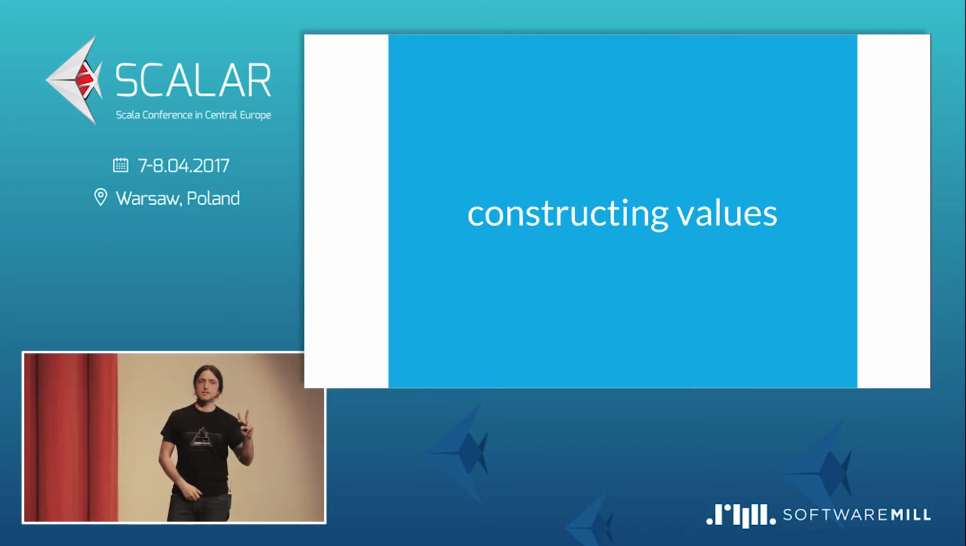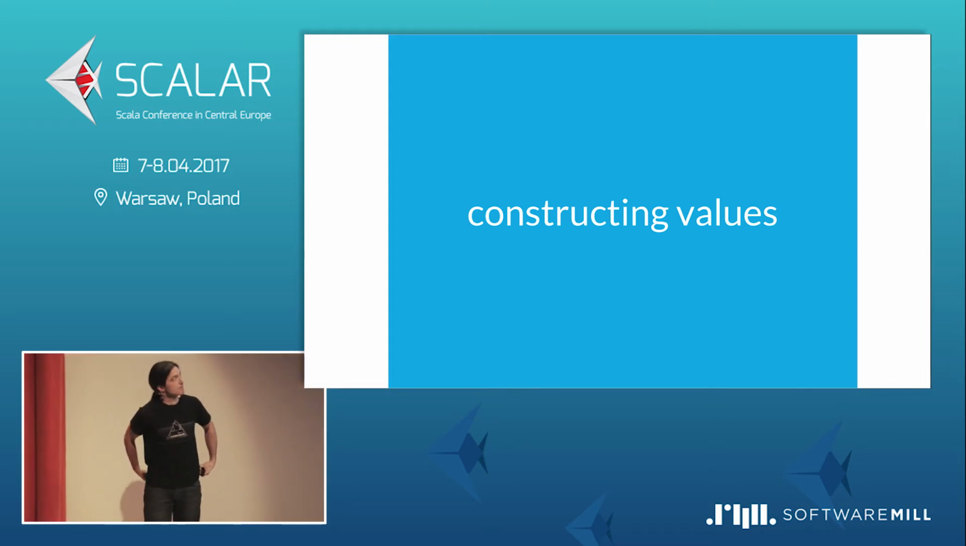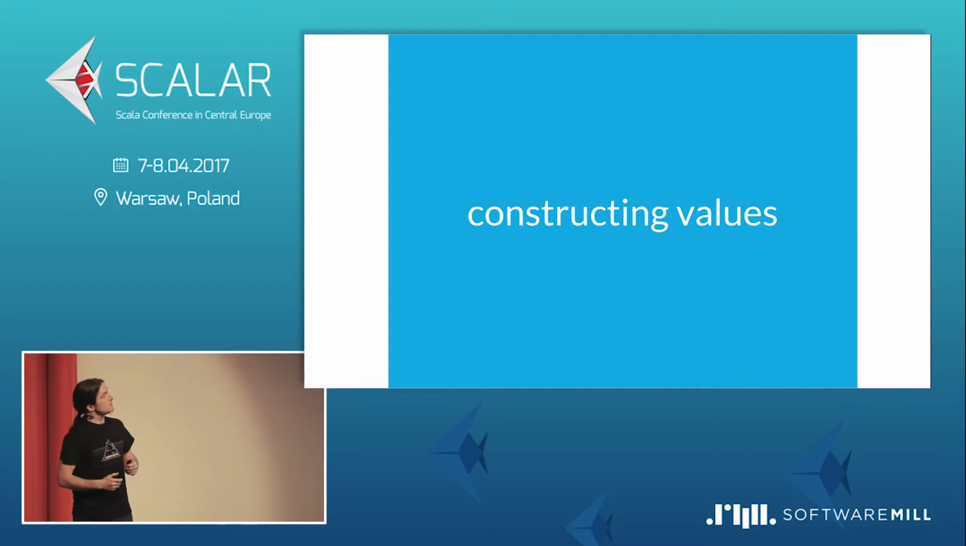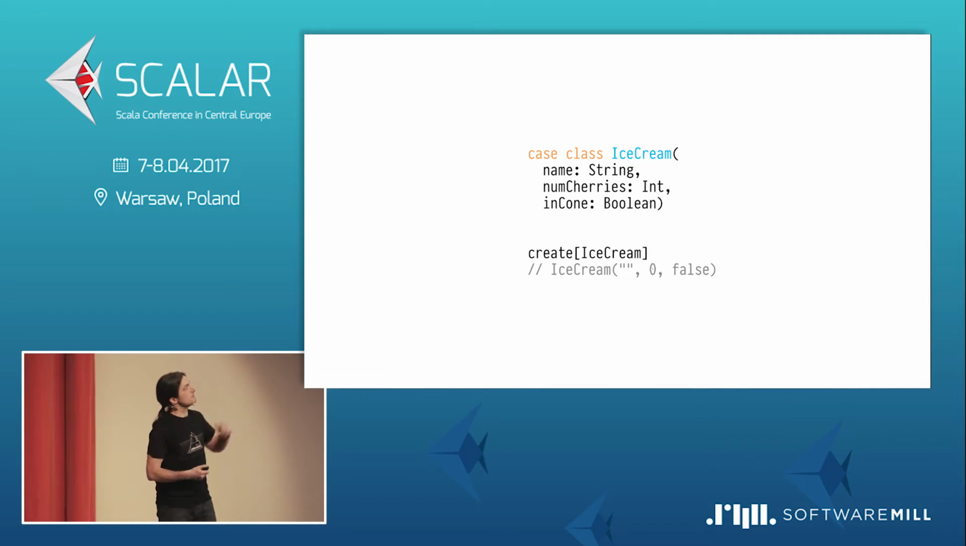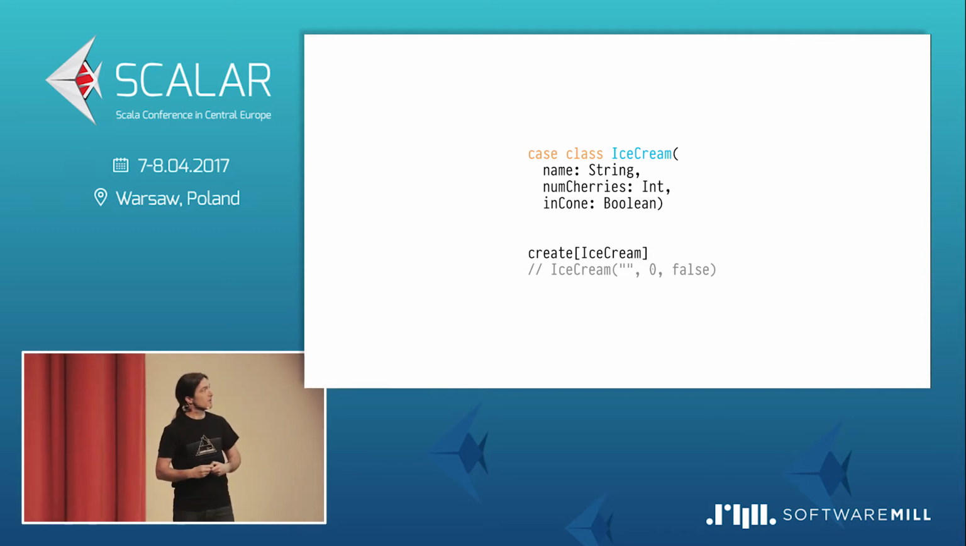So I'm going to give two case studies now. And we're going to look at some ways of solving things with metaprogramming. So the first one is about just constructing Scala values. So the use case here is I have a case class, something like this fine ice cream case class here, and I want to create instances of ice cream. But I'm lazy. I don't want to have to write constructors and put in the parameters. I just want to say, this is the type, make me an object. And I expect the compiler to fill in all the details for me.